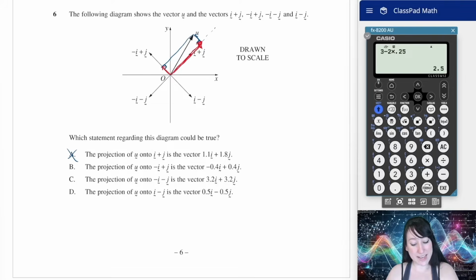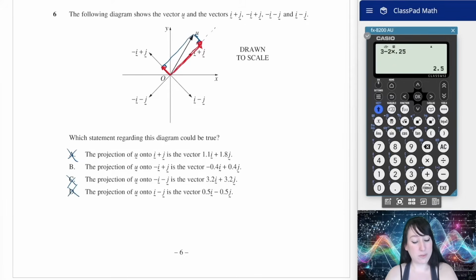Now option D says the projection of u onto i minus j is the vector 0.5i minus 0.5j. What would that projection look like? Well, it would be the second one we drew. It would be this one here, going in the opposite direction of i minus j. So if the direction has been reversed, then the i and j components should be of opposite signs. But here, both components remain the same sign, so we should rule out D as well.